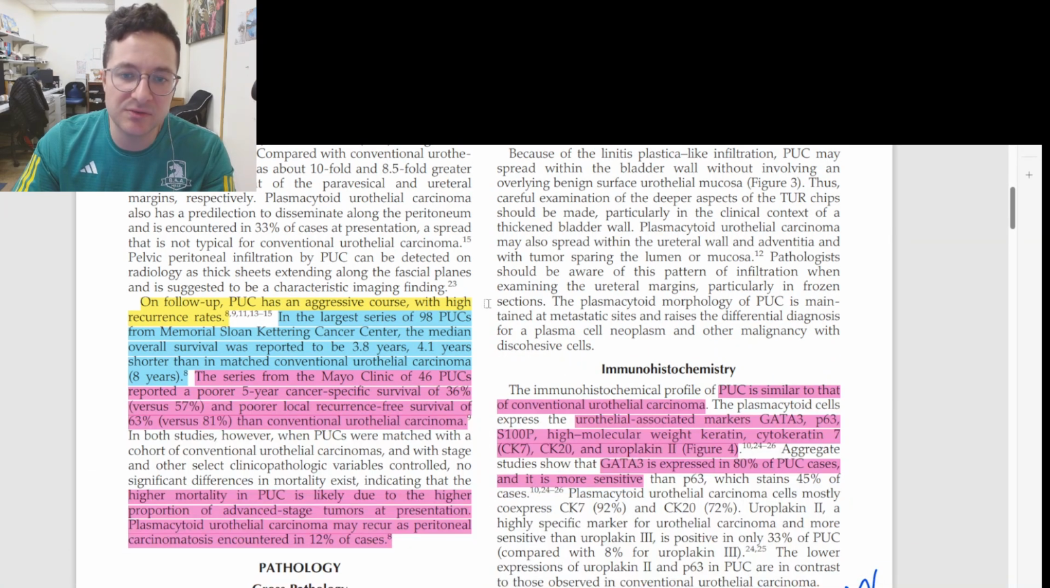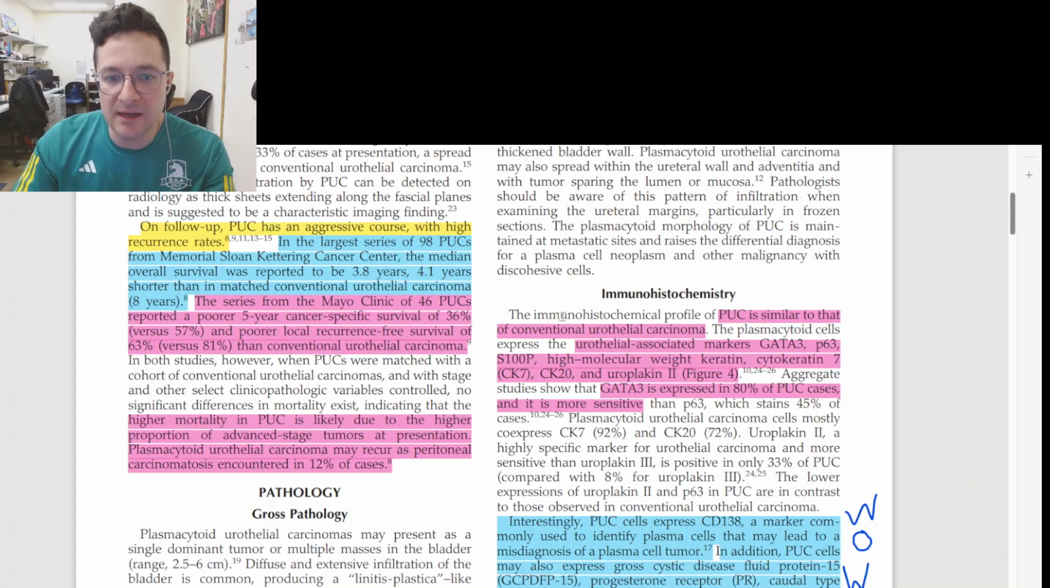I'll skip all this. You could read this on your own. The high yield parts that I want to talk about are the outcomes. The survival of plasmacytoid urothelial carcinomas, when matched to conventional, is actually lower. It's almost 50% less: survival is 4.1 years and matched conventional is 8 years.